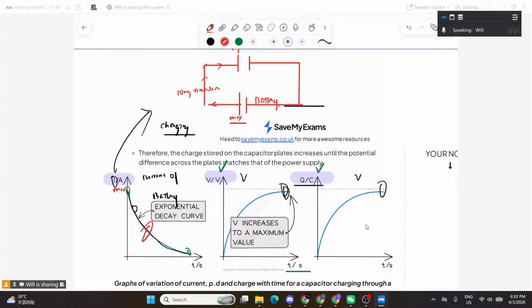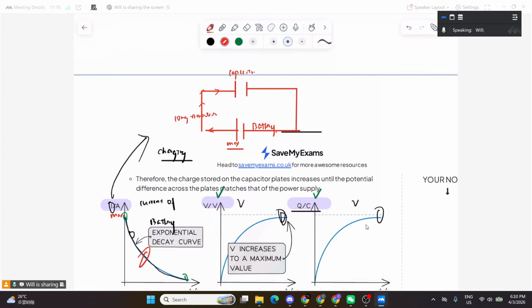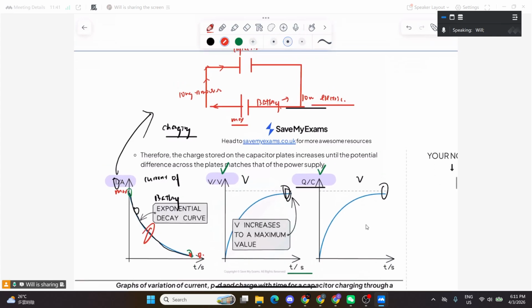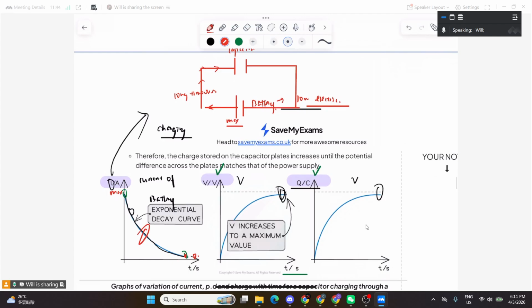And after a long time, all the electrical energy will flow to the capacitor. That will cause the battery to have low electrical energy. If we have no electrical energy, there is no current, so the current will approach zero. In the charging process, the current follows an exponential decay curve.